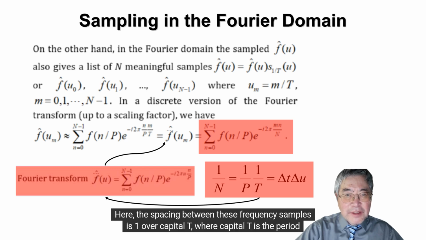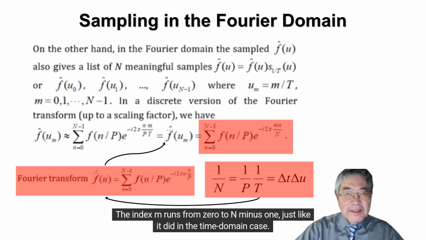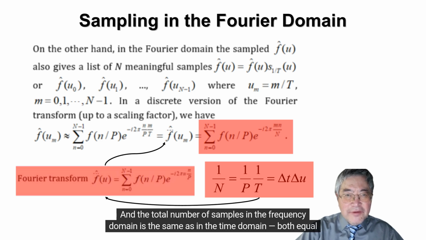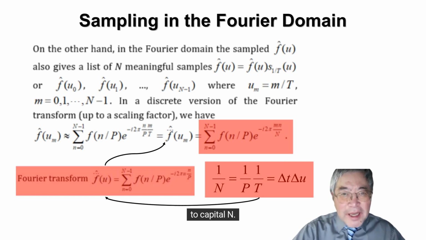Here, the spacing between these frequency samples is 1 over capital T, where capital T is the period in the time domain. The index m runs from 0 to n-1, just like it did in the time domain case. And the total number of samples in the frequency domain is the same as in the time domain, both equal to capital N.